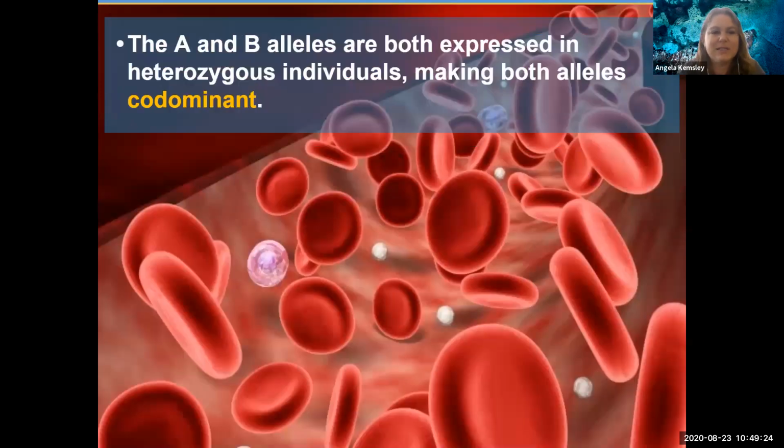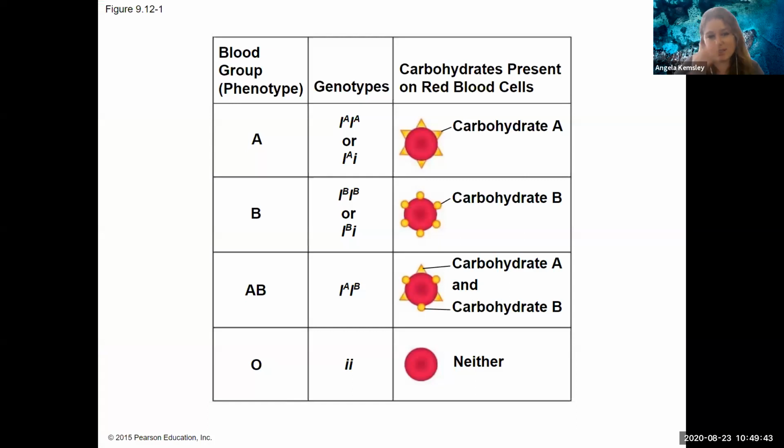So A and B are both expressed in heterozygous individuals, making both alleles co-dominant. So A and B are dominant. O is recessive. Since A and B are both dominant, we call them co-dominant. So here's what that looks like.